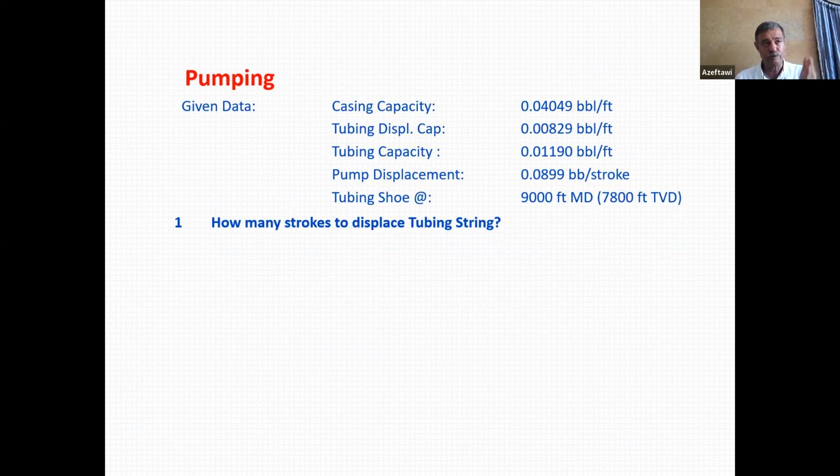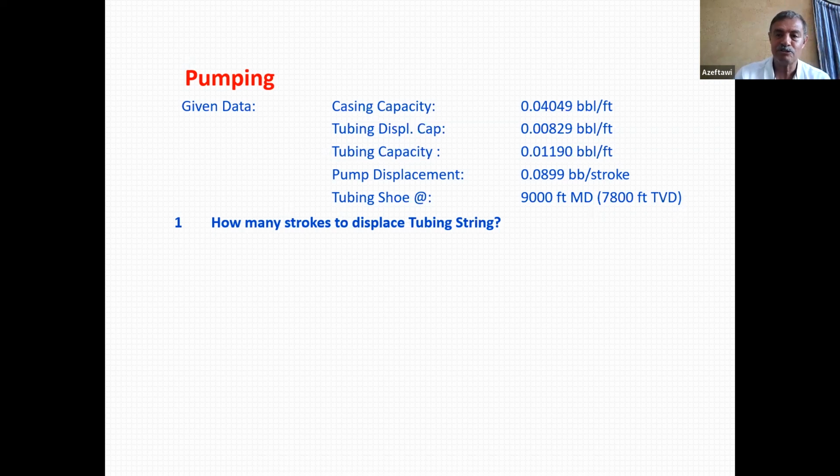And if you select the tubing volume plus the annular volume, you don't have the annular volume here. How do you calculate it? But based on the data you have here, it is the casing volume, because you have it, minus tubing displacement volume, which you also have.